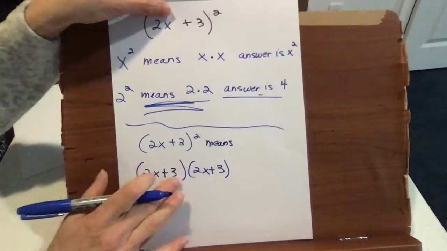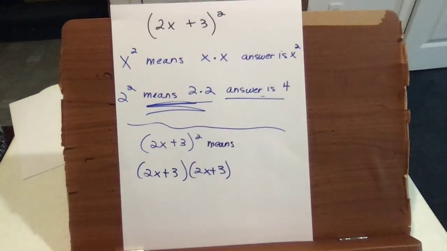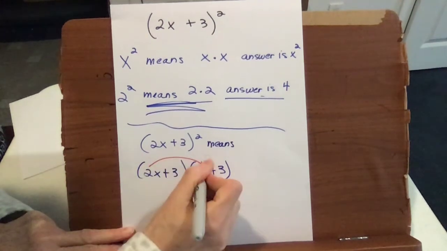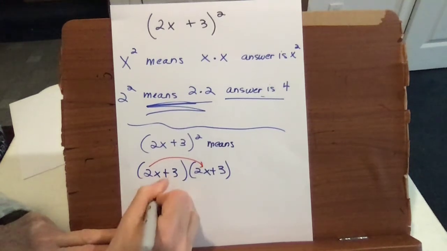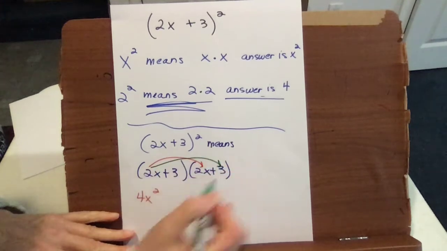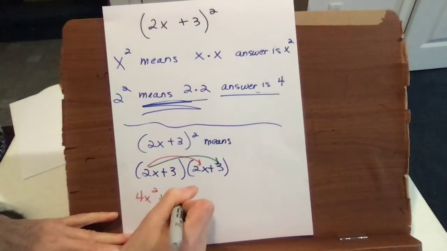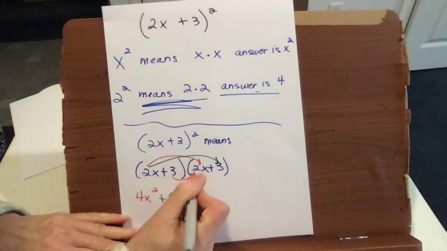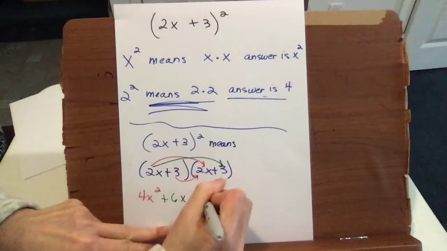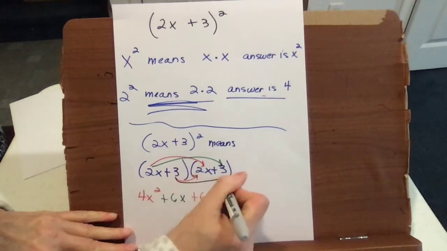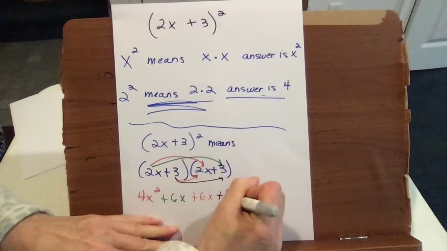Okay? So now, because of the fact that we've got two quantities multiplied together, we're going to do the FOIL method. So 2x times 2x is 4x squared. 2x times 3 is going to give us plus 6x. 3 times 2x is going to give us plus 6x. And then lastly, we have 3 times 3, which is positive 9.